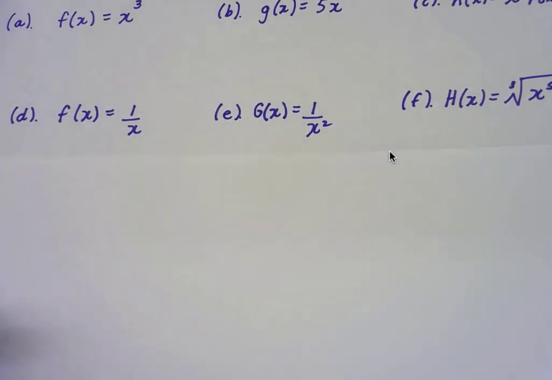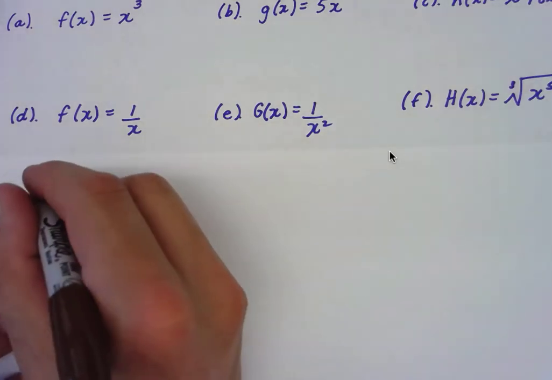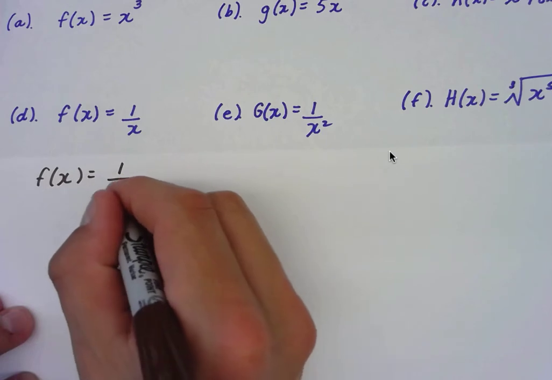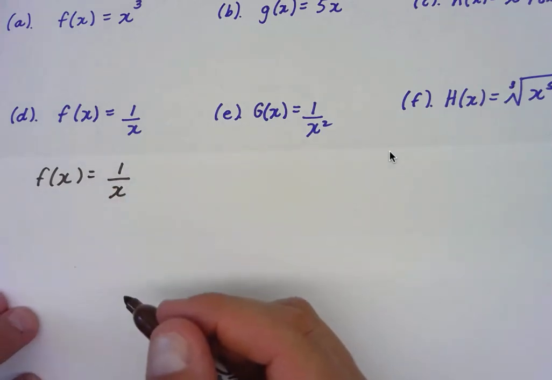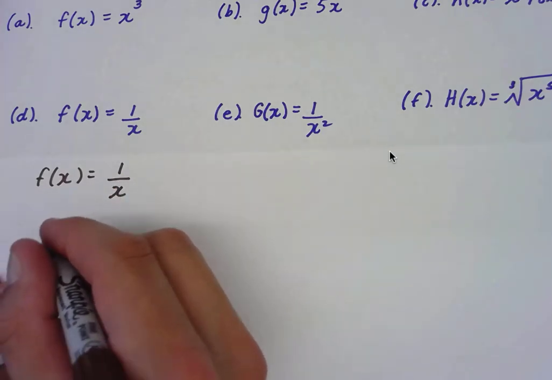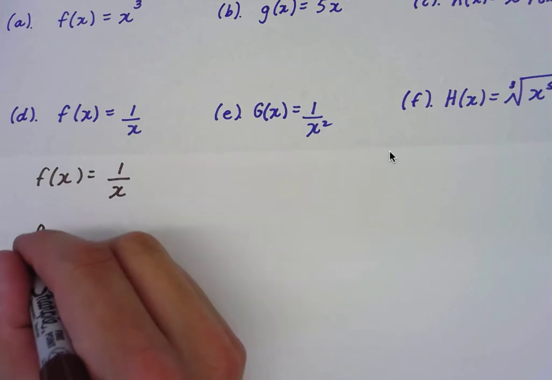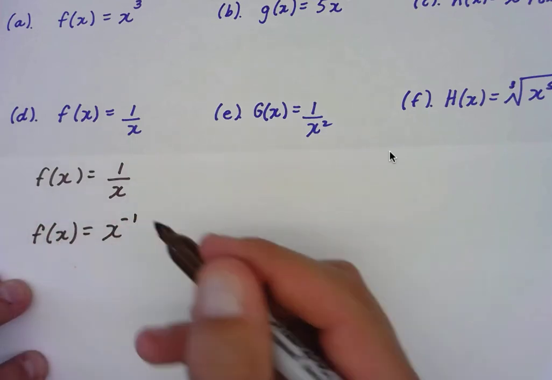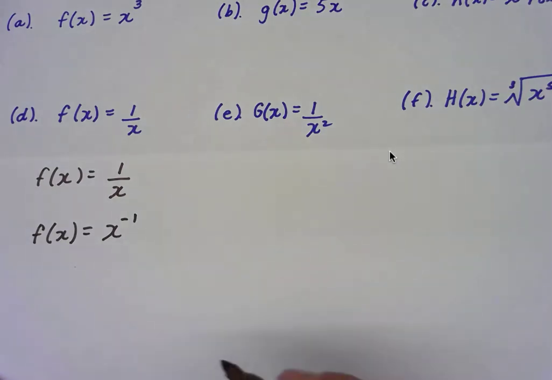So let's go ahead and look at D. So we have f of x equals 1 over x, okay? And what we're going to do is we're going to take f of x, we're going to rewrite this as x to the negative 1, something more familiar.